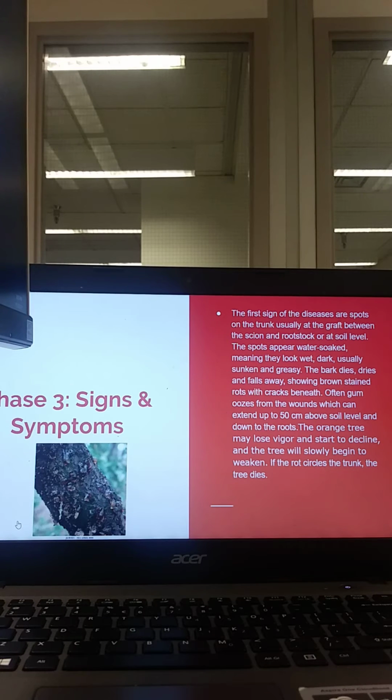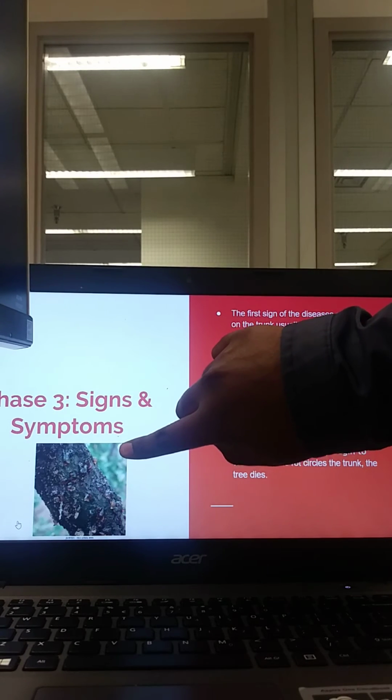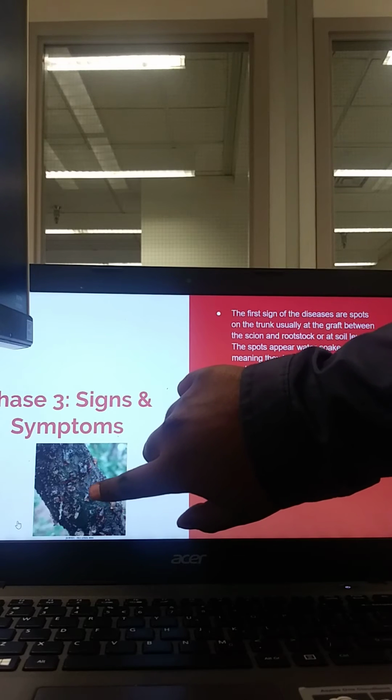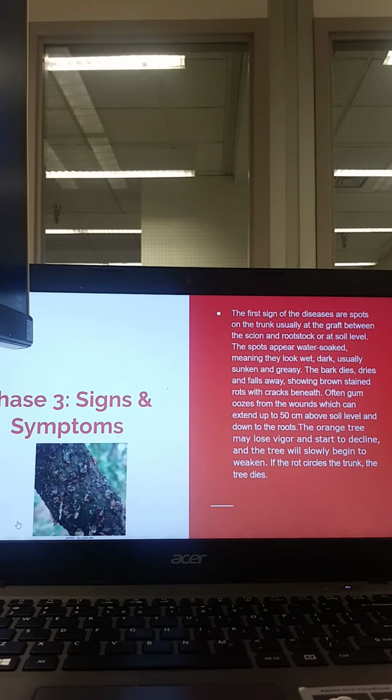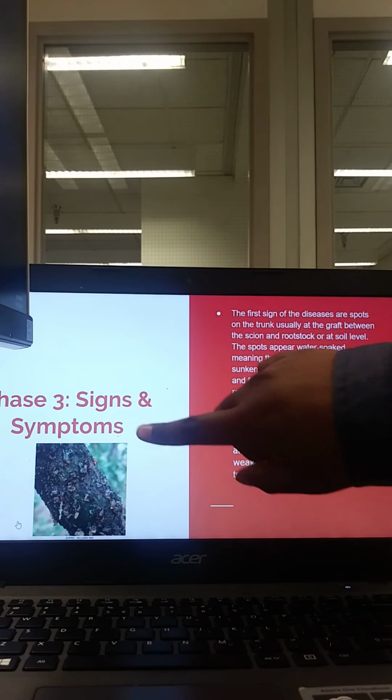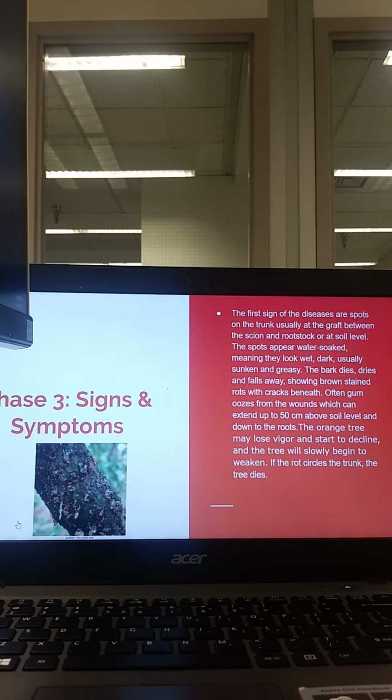Phase 3, signs and symptoms. The signs and symptoms of brown rot begin with the spotting on the trunk of a host plant. Often the bark, leaves, and blossoms will experience necrosis and fall off. The bark can crack, exposing gummosis, which you can see in this image right here. Gummosis is basically just a gum liquid oozing from the bark, a sign of infection. Because of this, the tree can be weakened to the point of collapse if the infection encircles the trunk.